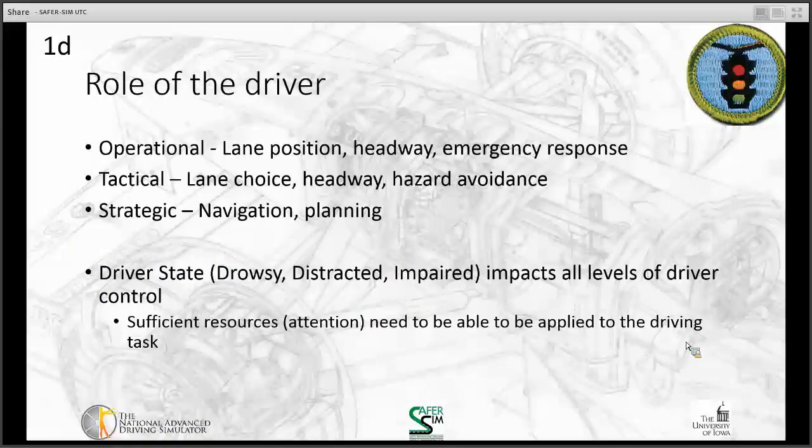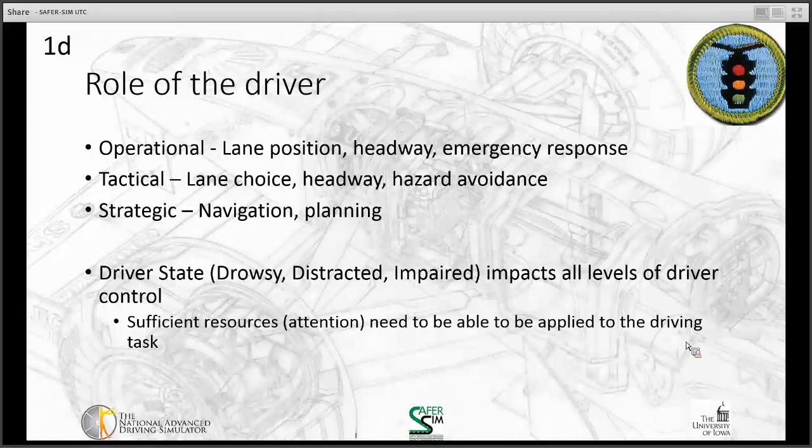Next up, we've got the role of the driver. The driver is kind of the central piece to this. And so if you're not already driving, you one day will be. The driver has three main roles generally when we think about driving: operational, tactical, and strategic. And so we'll start with strategic, even though it's the third one on the list.